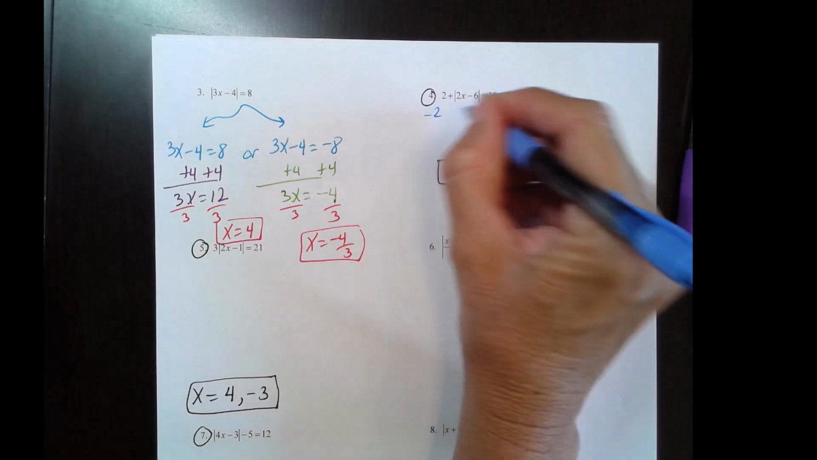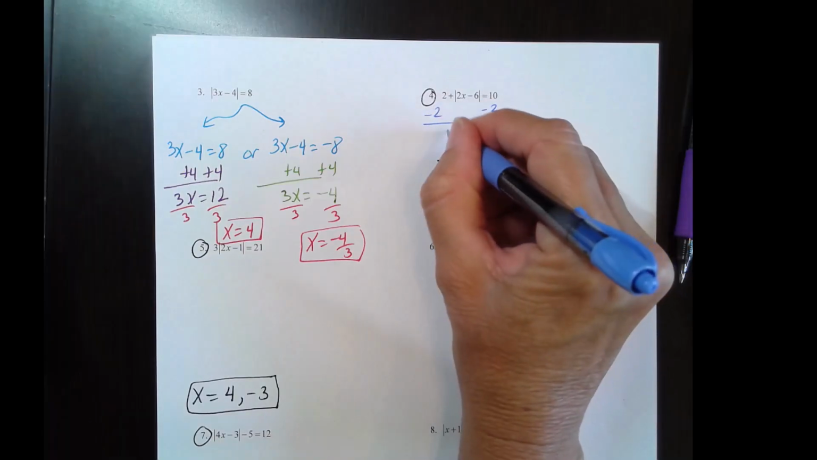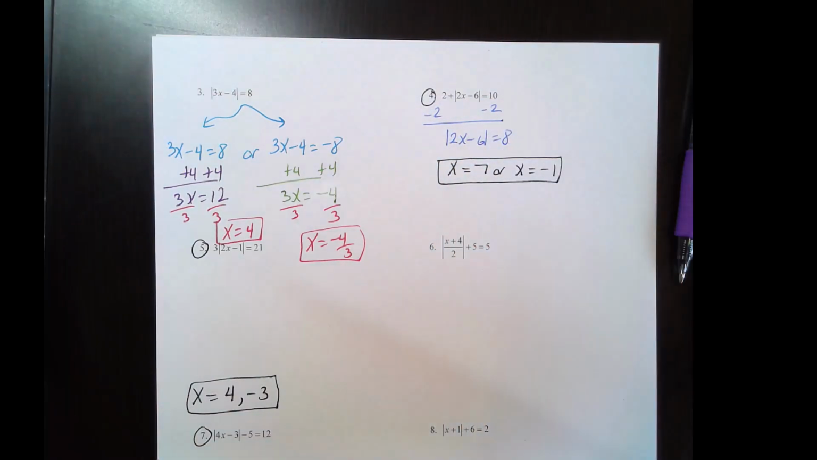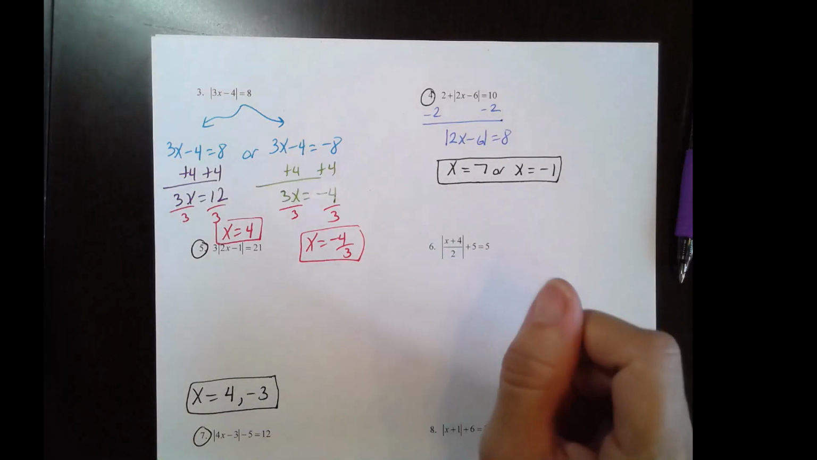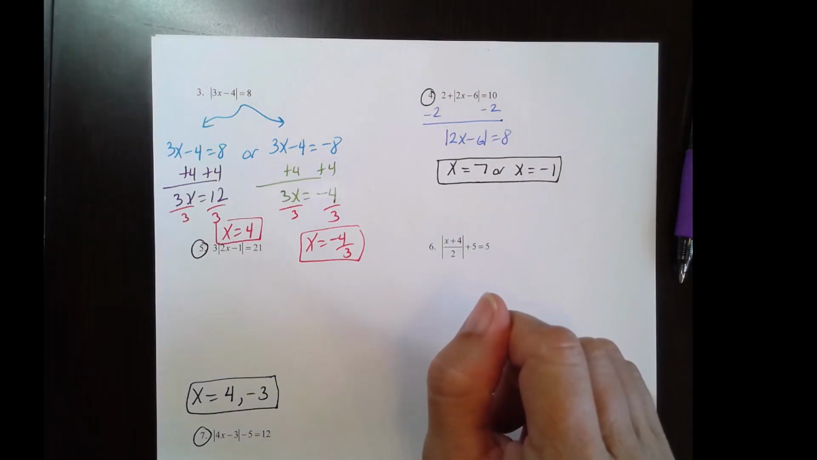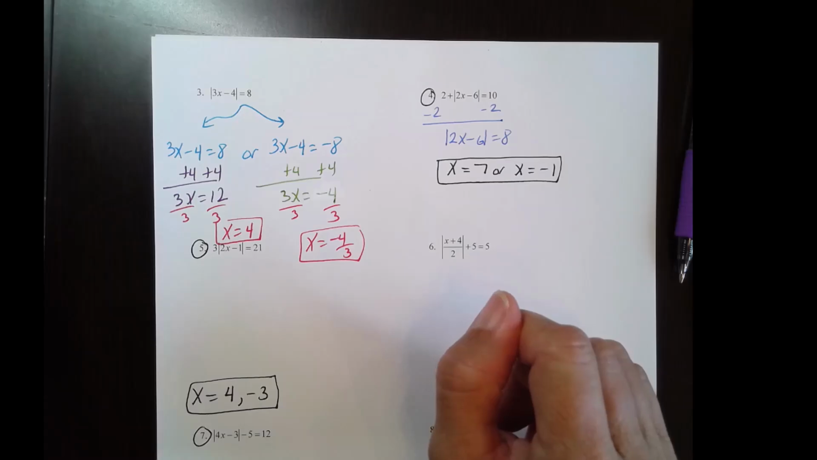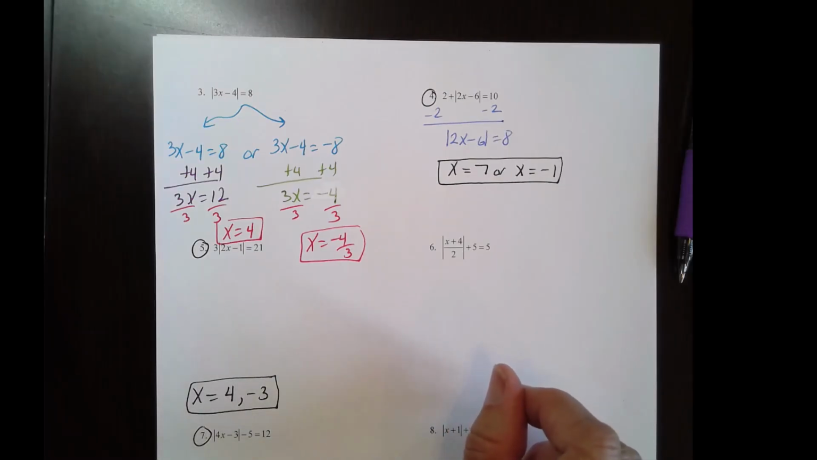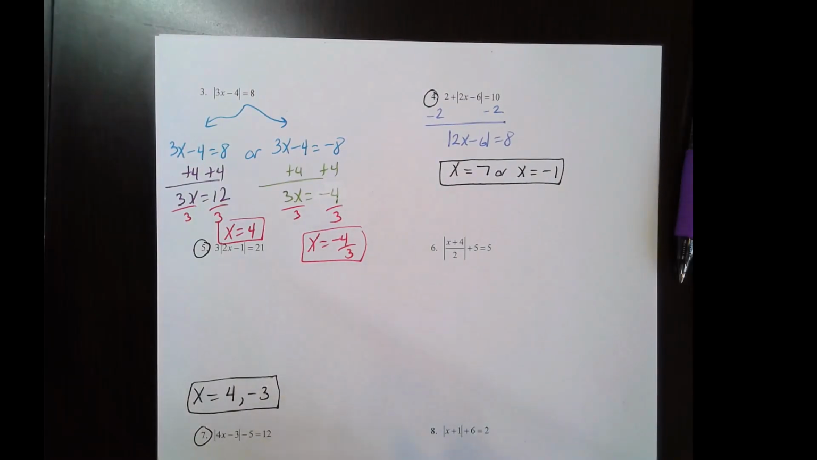On number 4, the first thing we want to do is isolate, so I'll start that one off for you. We're going to subtract 2 on both sides. So we get the absolute value of 2x minus 6 is going to equal 8. On number 4, we started off with 2 plus the absolute value of 2x minus 6, close the absolute value, equaling 10. Make sure you isolate first by subtracting over the 2. Please finish this problem by pausing the video and make sure you get to those two answers.